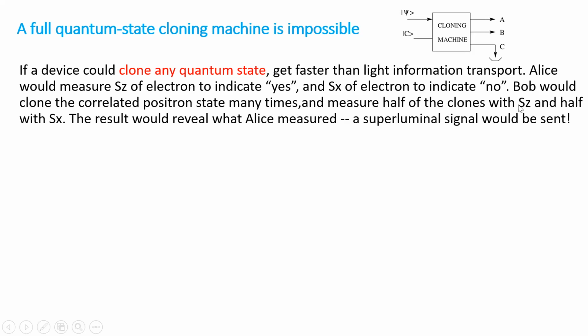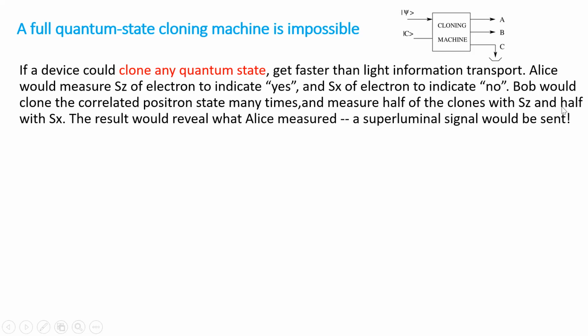And if he saw the same result for all of the SZ measurements he made, that would mean that the electron must have been measured with SZ, because the electron would be in a definite state of SZ, and the positron would then have to be in the opposite but definite state of SZ. On the other hand, if SX was measured, it would be in either SX plus or SX minus, and the SZ states that Bob measures would be split, because SX plus, say, gives half SZ plus and half SZ minus.